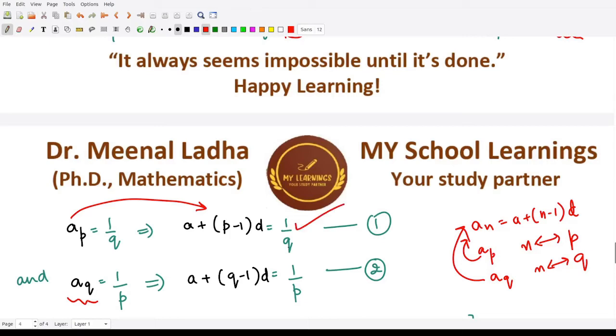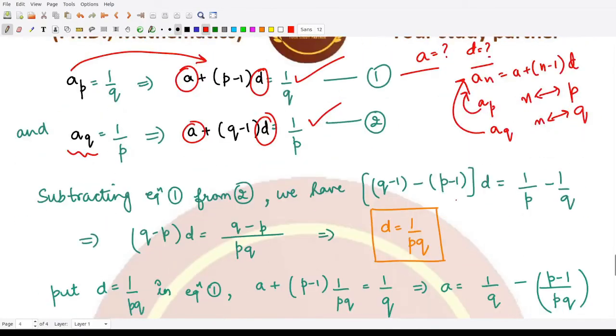Let's mark the first one as the first equation and this as the second equation. From here we want to calculate the value of a and the value of d. We have two unknowns, a and d, and two equations, so we may calculate the values very easily. We can eliminate a from both of these equations by subtracting them. When we subtract equation 1 from equation 2, we would have this. Solving this, we can calculate the value of d. So d comes out to be 1 by PQ. You can simplify and check your answer.